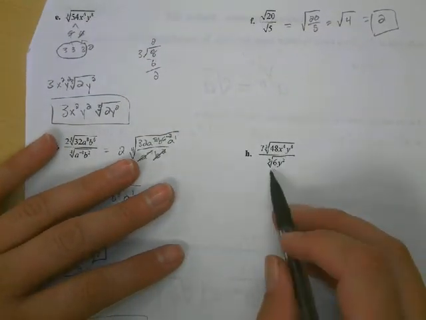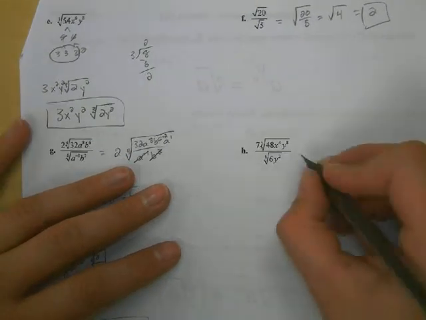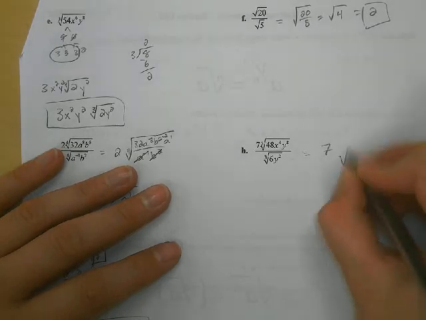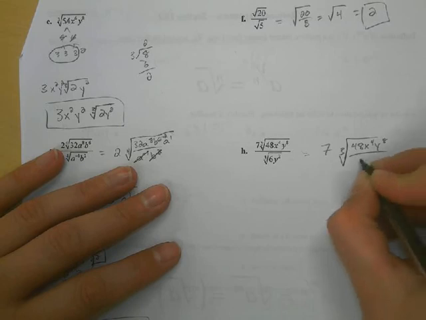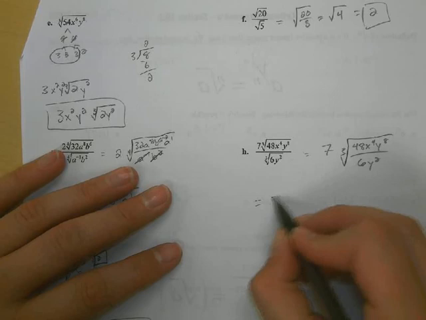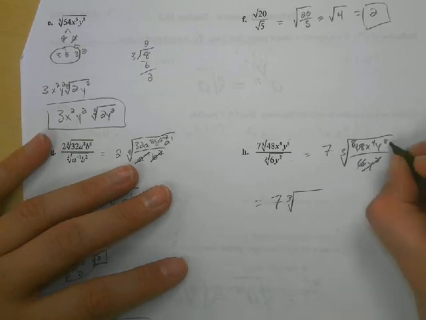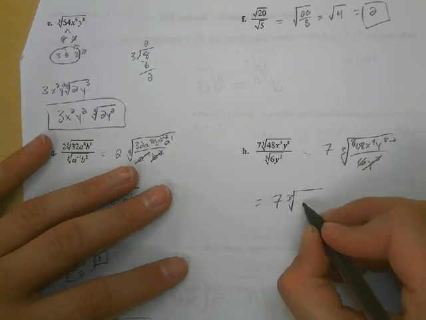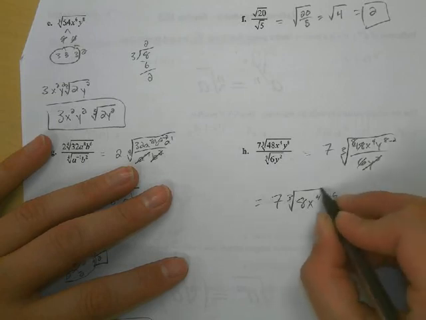Alright, the very last one, again, this is not a perfect cube. 6 is not a perfect cube. No number multiplies 3 times to give me 6. So I'm going to take this whole thing and put it together: 7 cubed root of 48 x to the 4th y to the 8th over 6 y squared. I am then going to reduce my fraction inside. So 7 cubed root of 8. Get rid of the smallest exponent, subtract it from the largest. So I've got 8 x to the 4th y to the 6th inside.